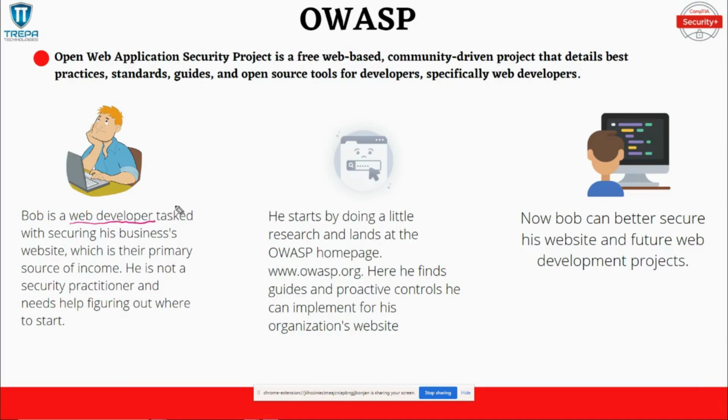So Bob may be a web developer who does not have security in mind, right? His primary source of income is creating awesome looking websites. He's not a security practitioner, but he wants to start figuring out some best practices he can implement into his coding process to protect the websites he builds for his customers or for himself. Where he wants to go is that OWASP page. There he can find guides and proactive controls he can implement for his organization website. And they're going to tell you a lot of stuff that we should already be doing, like use MFA, right? Use multi-factor authentication. How to prevent against injection attacks. And now Bob can better secure his website in future web development projects because he has this resource in his toolkit.